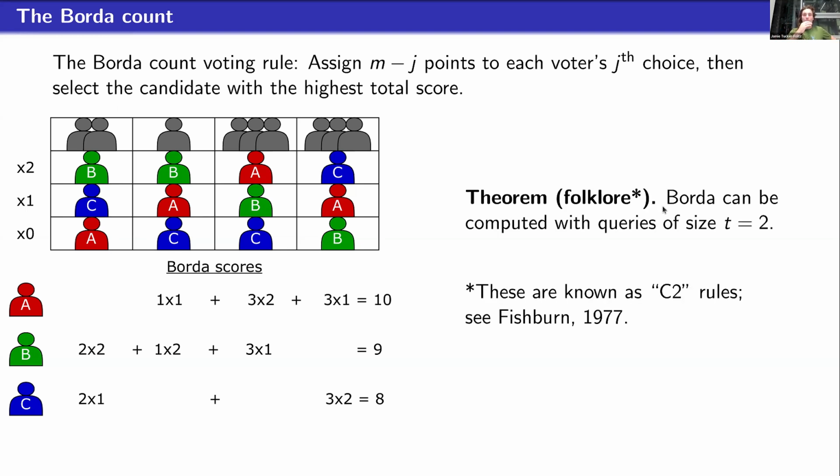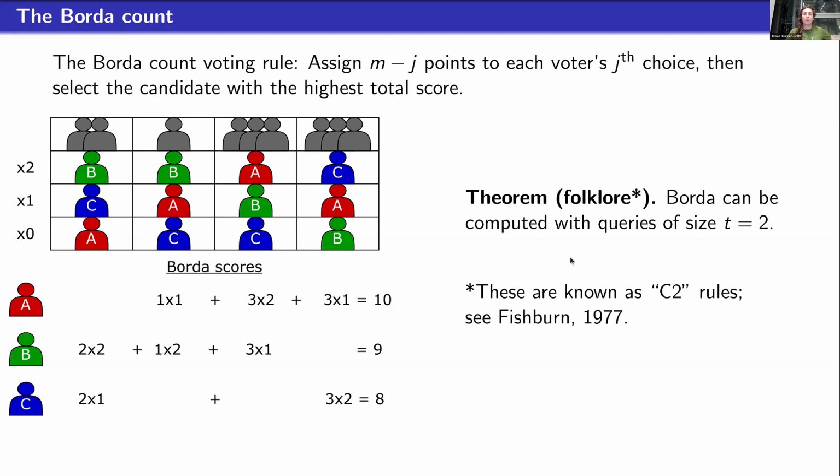I just wanted to put a reference first that it's sort of a folklore result. We aren't the first people to realize that Borda count can be done with queries of size 2. We are the first to give this more precise language in this query model and consider T greater than 2. So there is actually literature on our question for these so-called C2 rules, which are things computable with queries of size 2. But our paper is the first that really explores this and says what you can do with larger T as well.